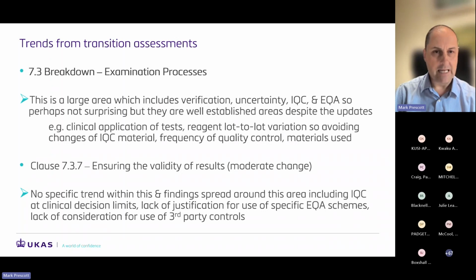Now, within this 7.3, the key area seems to be clause 7.3.7, which is the ensuring validity of results. This is classed as a moderate change on the gap analysis. Now looking within that sub-clause, there's no specific trend in there. The findings that we've seen have been generally spread around in that area. So we're seeing findings around IQC being performed at clinical decision levels, lack of justification for specific EQA schemes, or why using one EQA scheme and not another one, and also a lack of consideration for use of third-party controls.